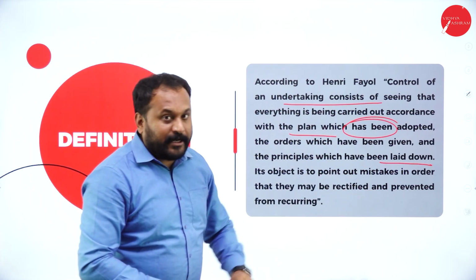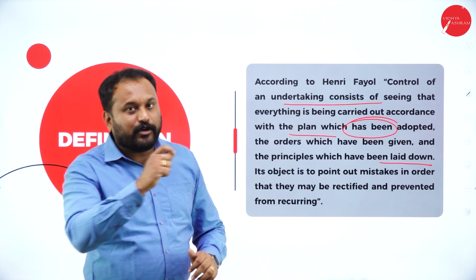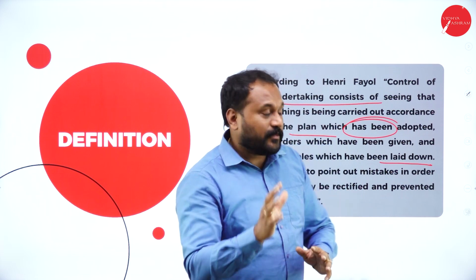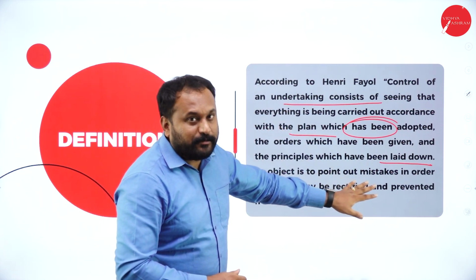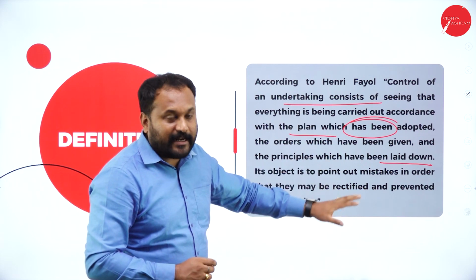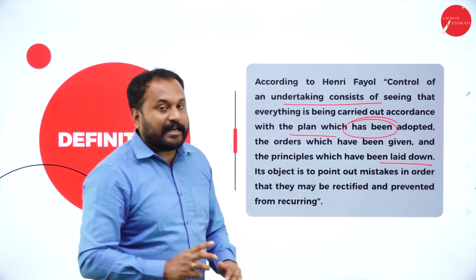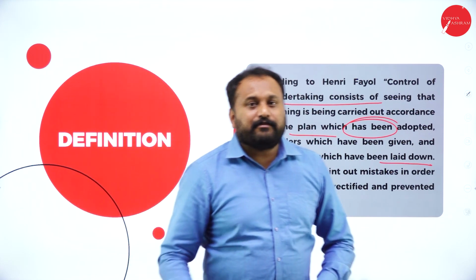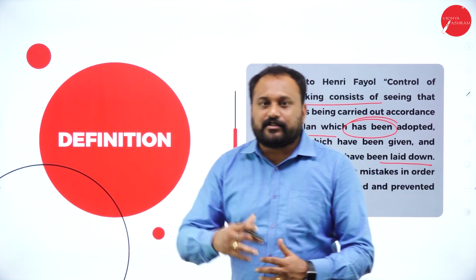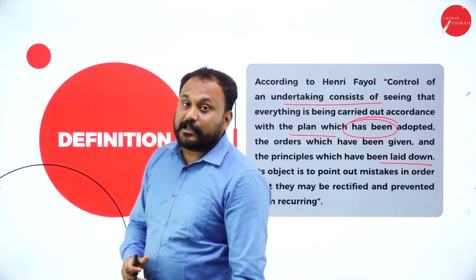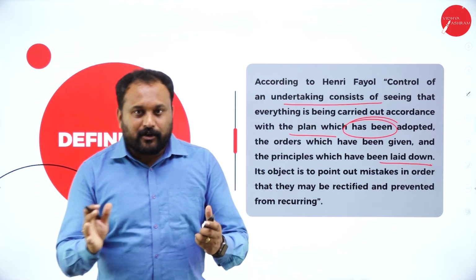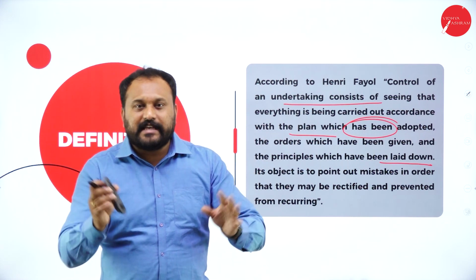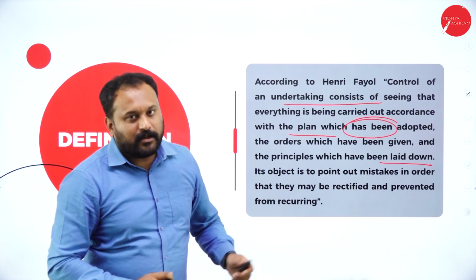Its object is to point out mistakes. So if you are working according to the plan, there is no problem, there is no mistake, so controlling will not actually come. But its objective is to point out mistakes, so that they may be rectified and prevented from recurring. So whenever anything goes wrong, or a rectification needs to happen, controlling will actually come. That's why I told you, right? The very simple meaning of controlling: comparing actual performance with the standard performance. If any deviation is there, the rectification act is called controlling.